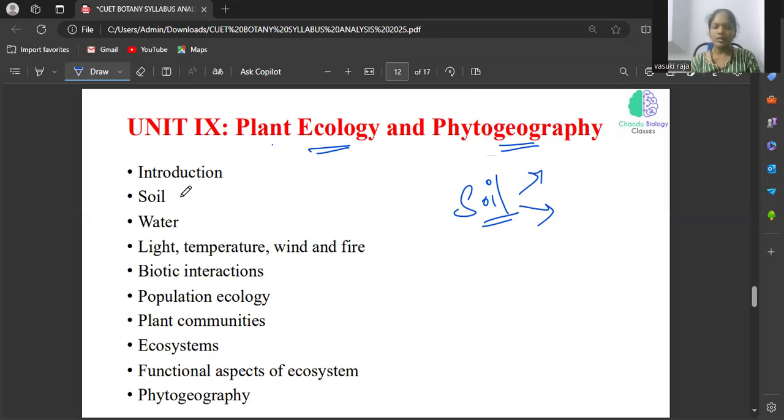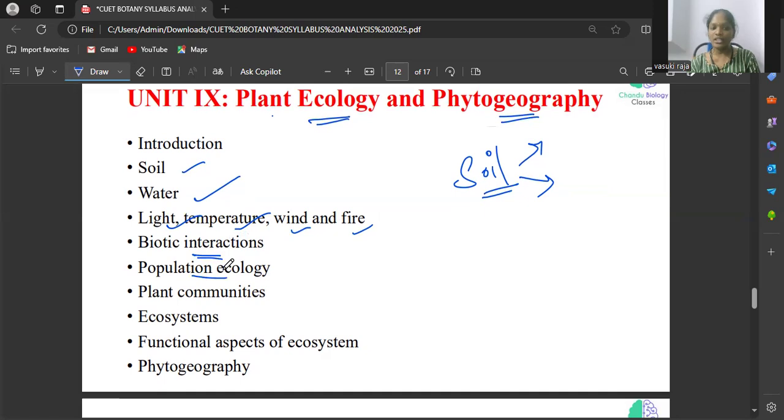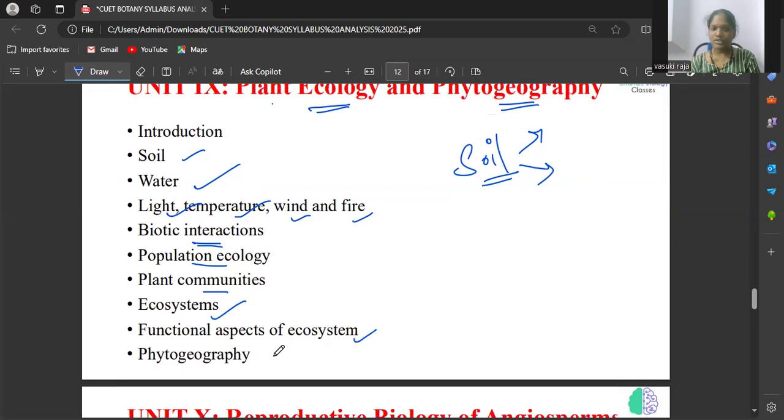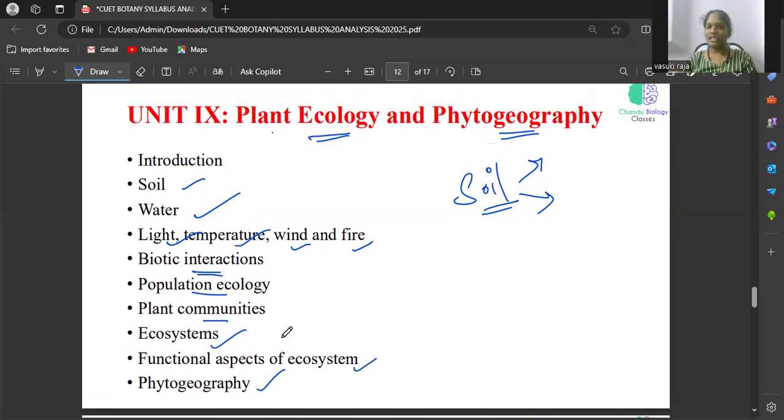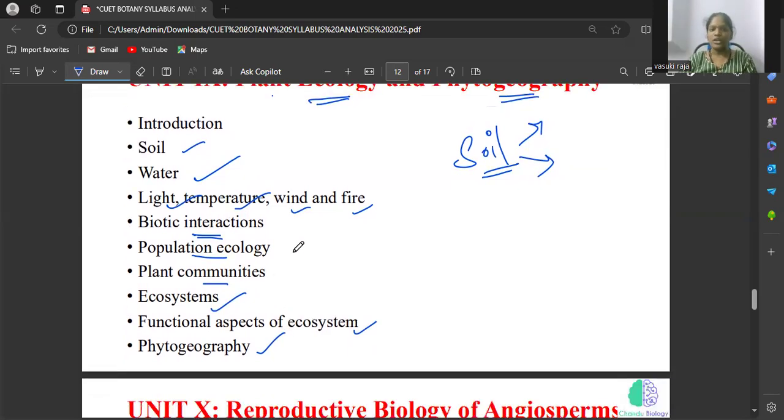Okay, so plants and water: some plants drink only a little amount of water, like xerophytes, while some plants drink an enormous amount of water for their growth. So water plays a crucial role in the development of plants. In the same way, light, temperature, wind, fire, biotic interactions, population ecology, plant communities, ecosystem, functional aspects of ecosystem, and phytogeography will all be covered under this unit 9, plant ecology and phytogeography.